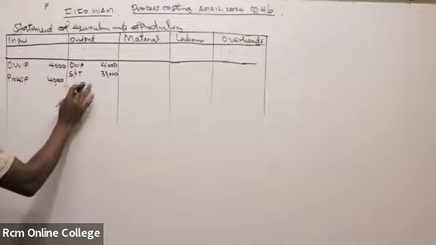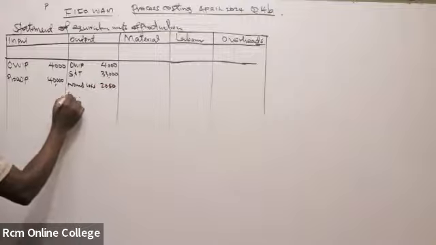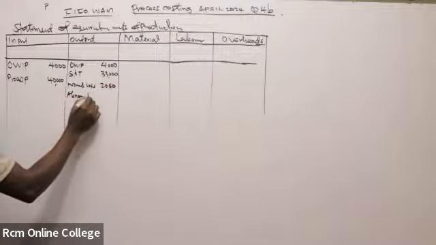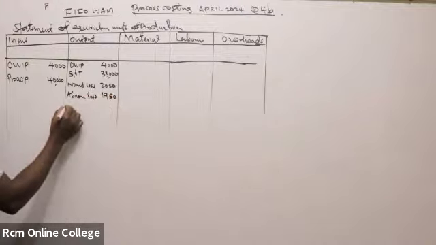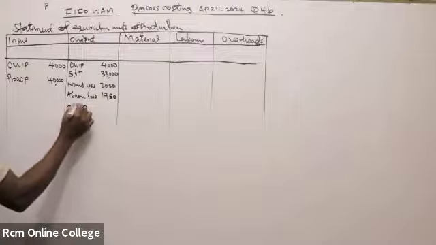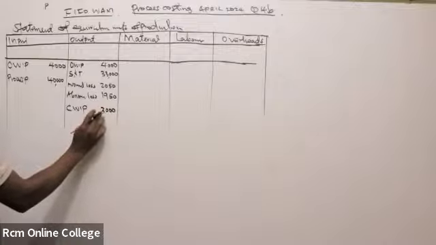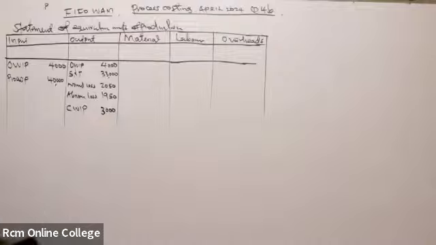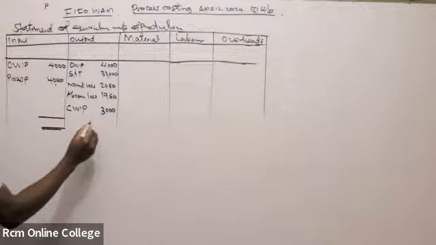Let me bring the normal loss first. Normal loss of 2,050. Abnormal loss of 1,950. Then of course we have closing work in progress of, was it 3,000? Confirm to me whether this was 3,000. Closing work in progress, was it 3,000? Yes. So this is what you're supposed to do. The account has to balance.